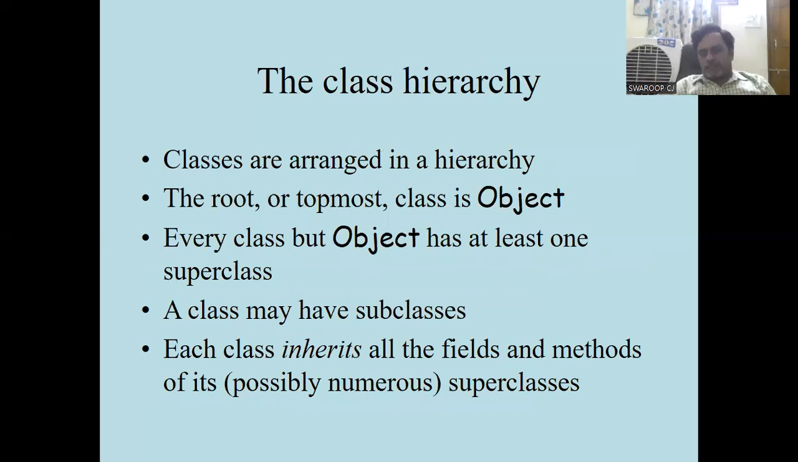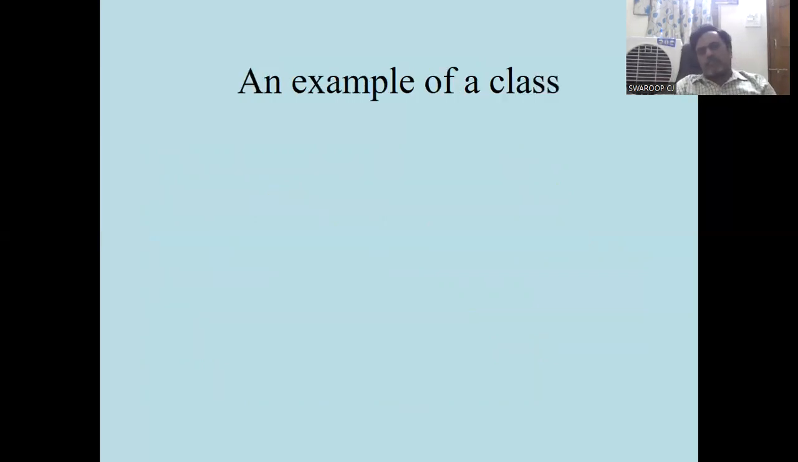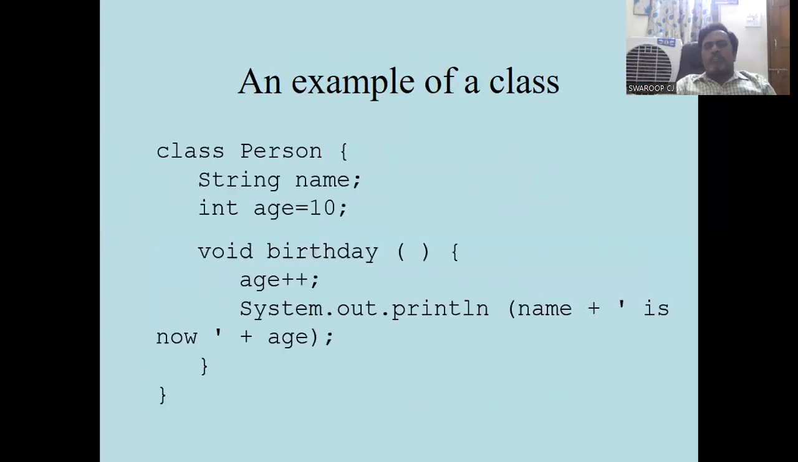What is the class hierarchy? First we have to create the class. See here, classes are arranged in a hierarchy. The root or topmost class is the object. Every class, but object, has at least one superclass. The class may be the superclass. See, the concept is simple: one class, the next class, the next class, and so on. The class hierarchy. See an example of a class here.